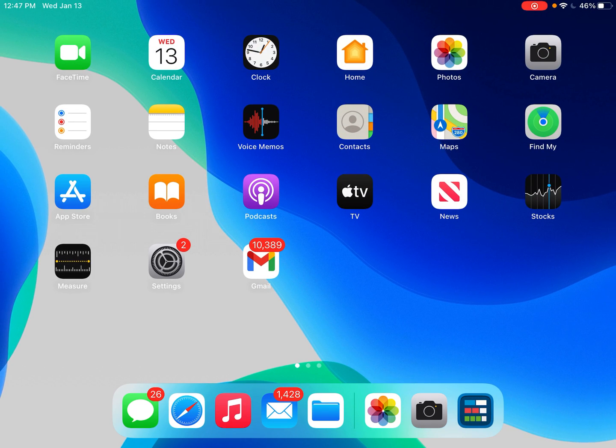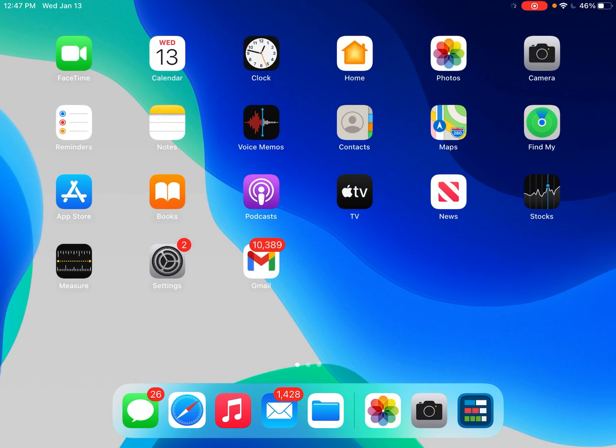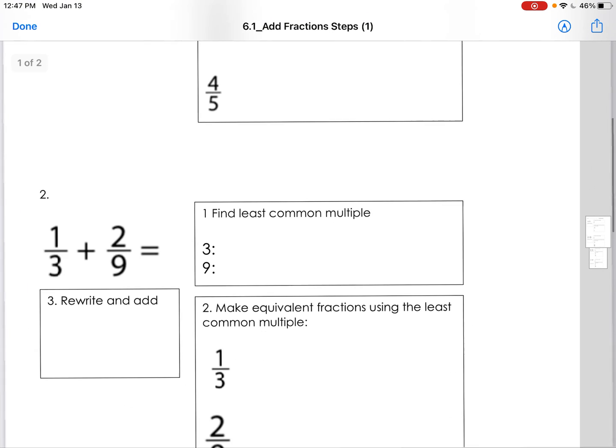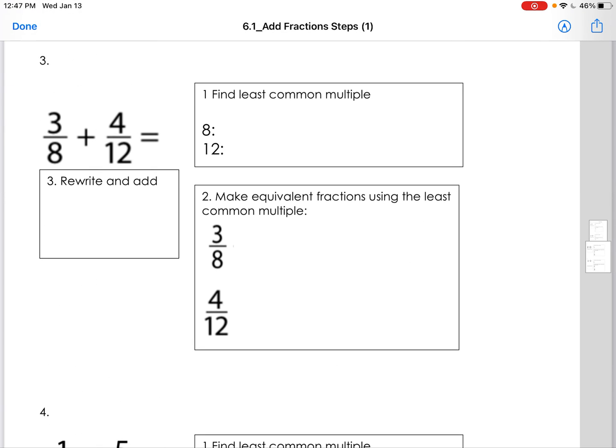And if we visualize what 3/8 and 4/12 look like, here we have 3/8, the blue pieces, and 4/12, the pink pieces. And in order to combine those together, we talked about in class how we have to make an exchange, right? So that we can get the same pieces in order to add those together. So let's look at how that translates into our math.